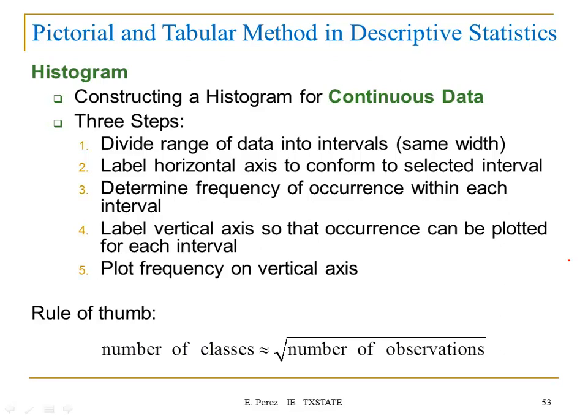The rule of thumb: for continuous data, you need to know how many intervals you're going to construct. The rule of thumb is to look at the square root of the number of observations. So if you have 100 observations, how many intervals are you going to use? 10. Correct. Okay.